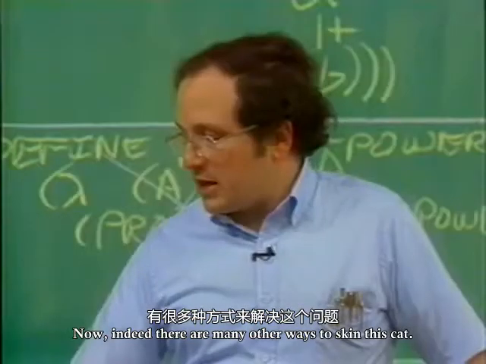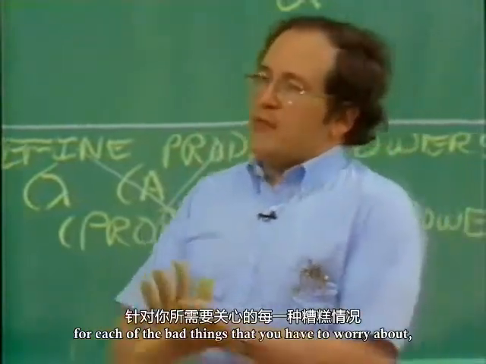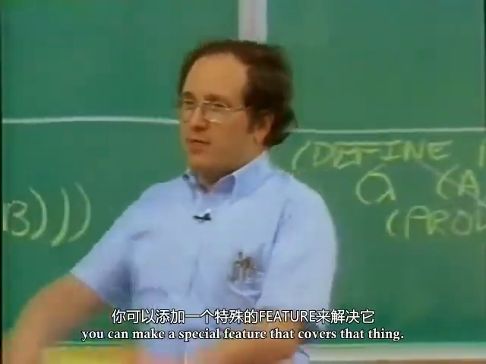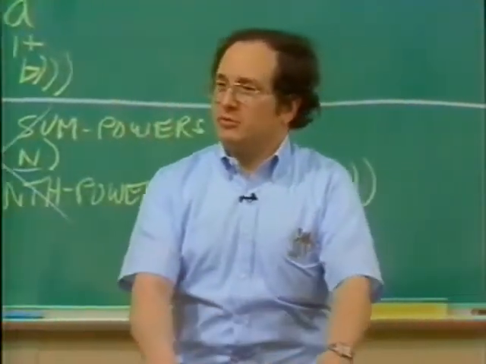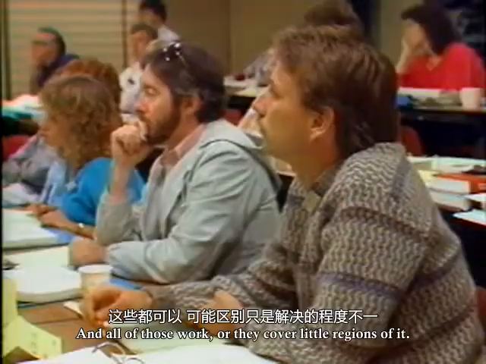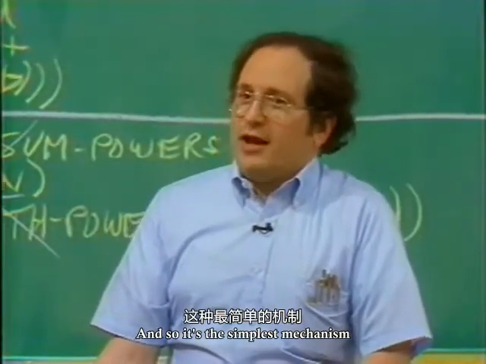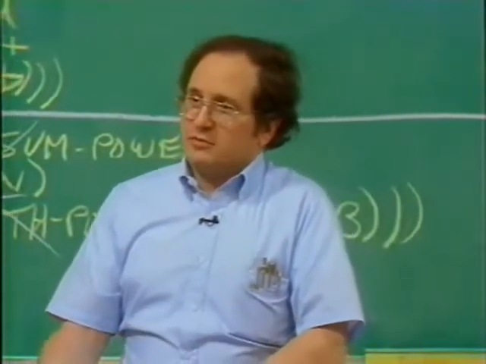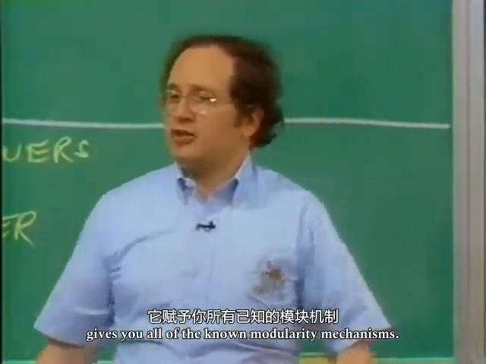Now, indeed, there are many other ways to skin this cat. What you can do is take, for each of the bad things that you have to worry about, you can make a special feature that covers that thing. You can make a package system. You can make a module system, as in Ada, etc. Okay? And all of those cover little regions of it. The thing is that returning procedures as values covers all of those problems. Okay? And so it's the simplest mechanism that gives you the best modularity. Gives you all of the known modularity mechanisms.